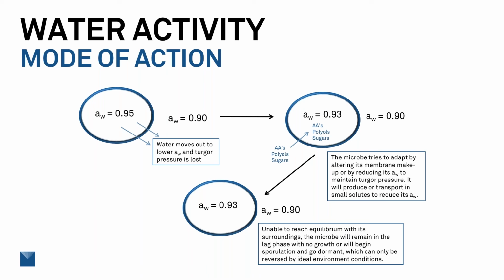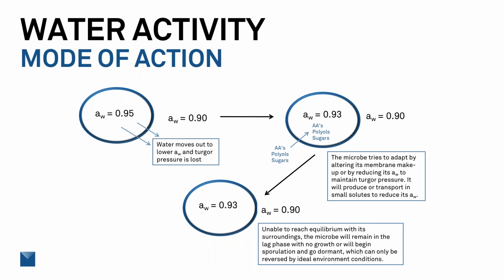And how it does it is it's going to try to equilibrate its own energies and water activities with the environment. So you can see in the next little pathway that the microbe tries to adapt by altering its membrane to reduce its water activity to maintain that turgor pressure. And how it'll do it, it'll either produce or transport in small solutes to reduce the water activity. So this could be amino acids, polyols, sugar, something like that. So it's trying to compensate for that loss of water out of it.